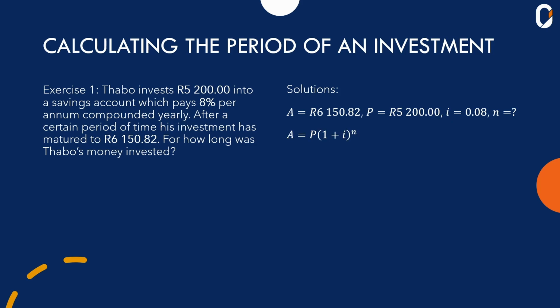and substituting everything into my formula, I will have 6,150.82 is equal to 5,200 times (1 + 0.08) all to the power n. And again, dividing both sides by P, which is 5,200, I will have 6,150.82 divided by 5,200 is equal to 1.08 all to the power n.